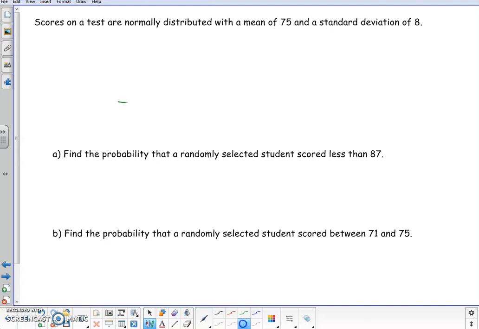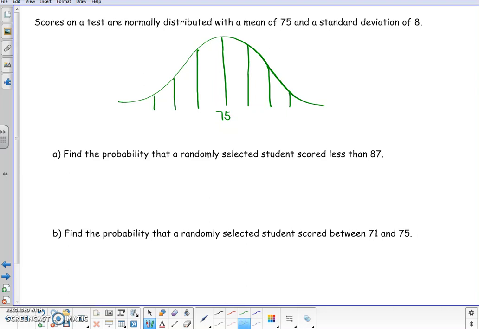In this problem, start the same way. Let's draw our curve. So we have 75, 3 above, 3 below. So we need to add 8 to move up. So we'll have 83, 91, 99. We're going to subtract 8 to go backwards. So 67, 59, and 51. Okay? Let me double check my math.